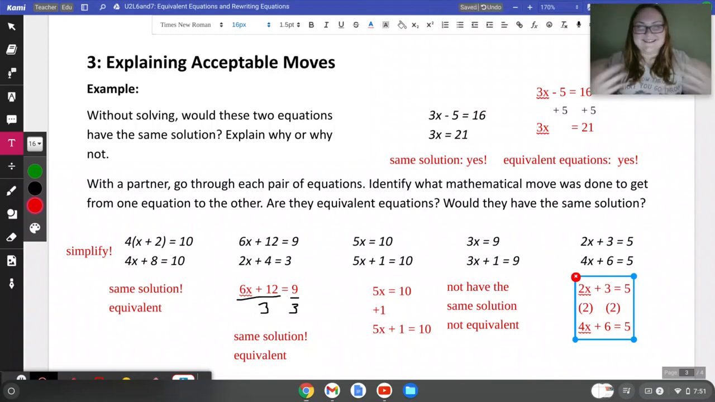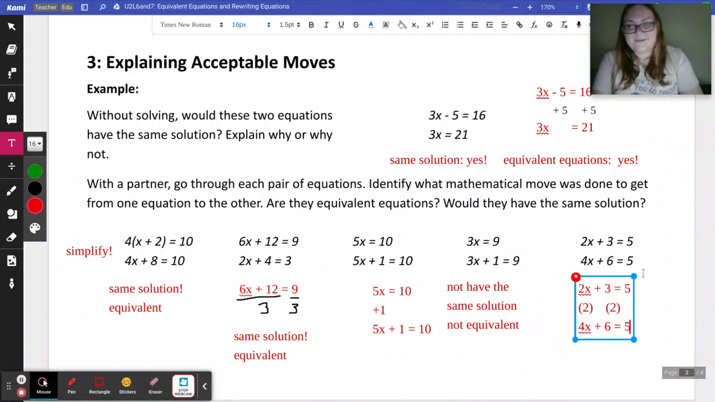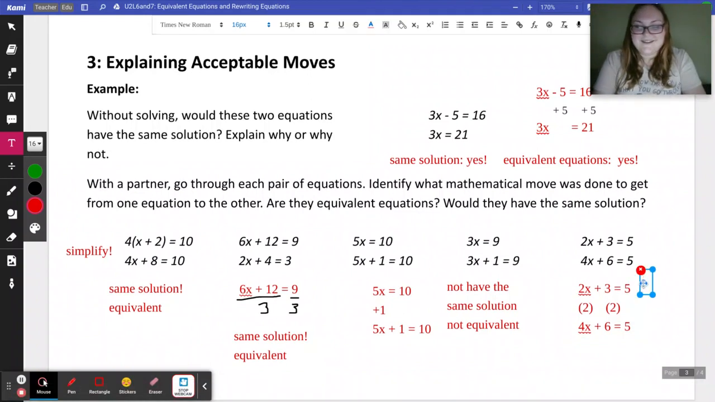Again, the question, is that allowed? Do they have the same solution? Are they equivalent equations? The answer to all 3 of those questions is always going to be the same. No, that is not allowed. If you multiply on one side, you got to multiply on the other. So no, they don't have the same solution, and no, they are not equivalent equations. I'm going to summarize that by just putting a big no there.